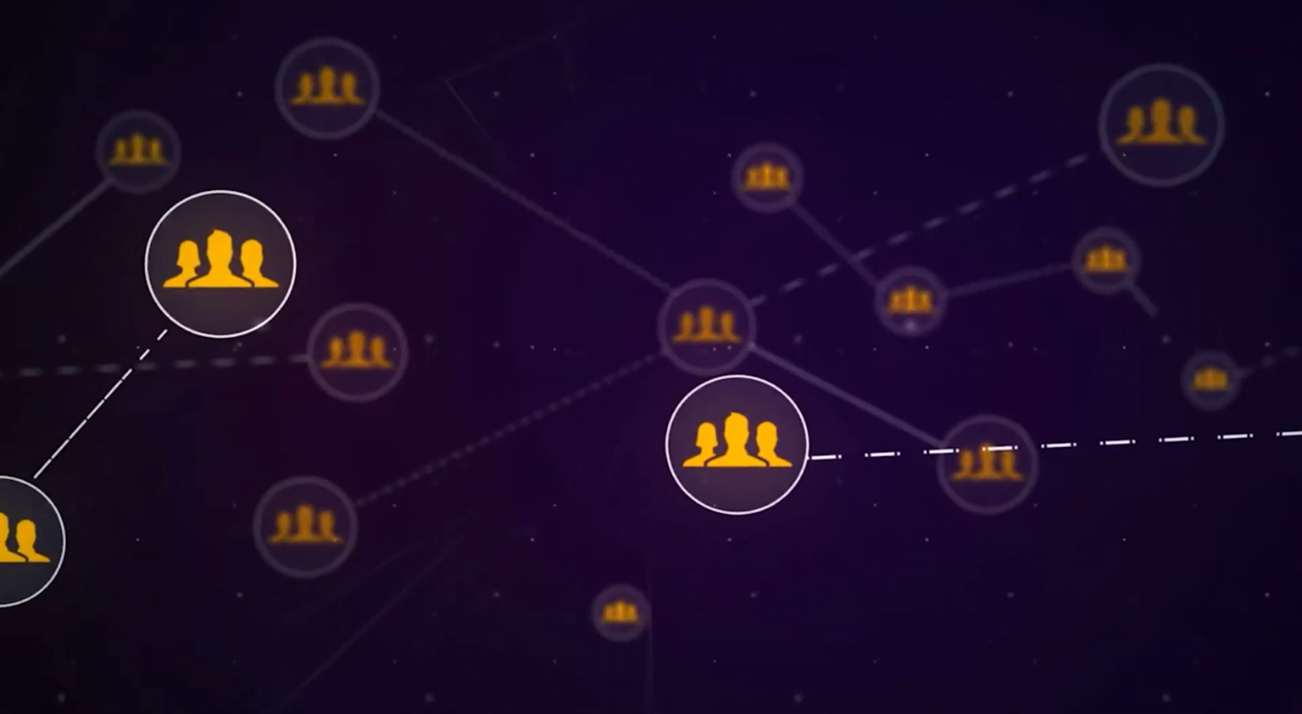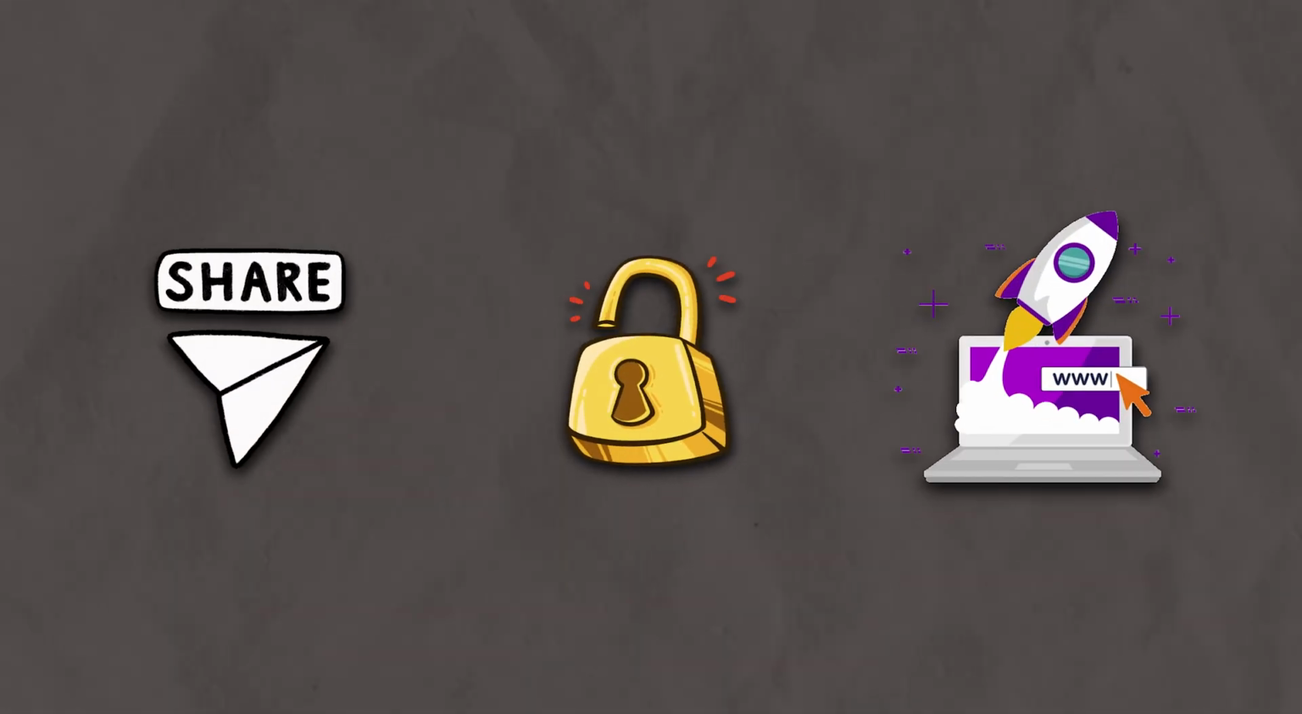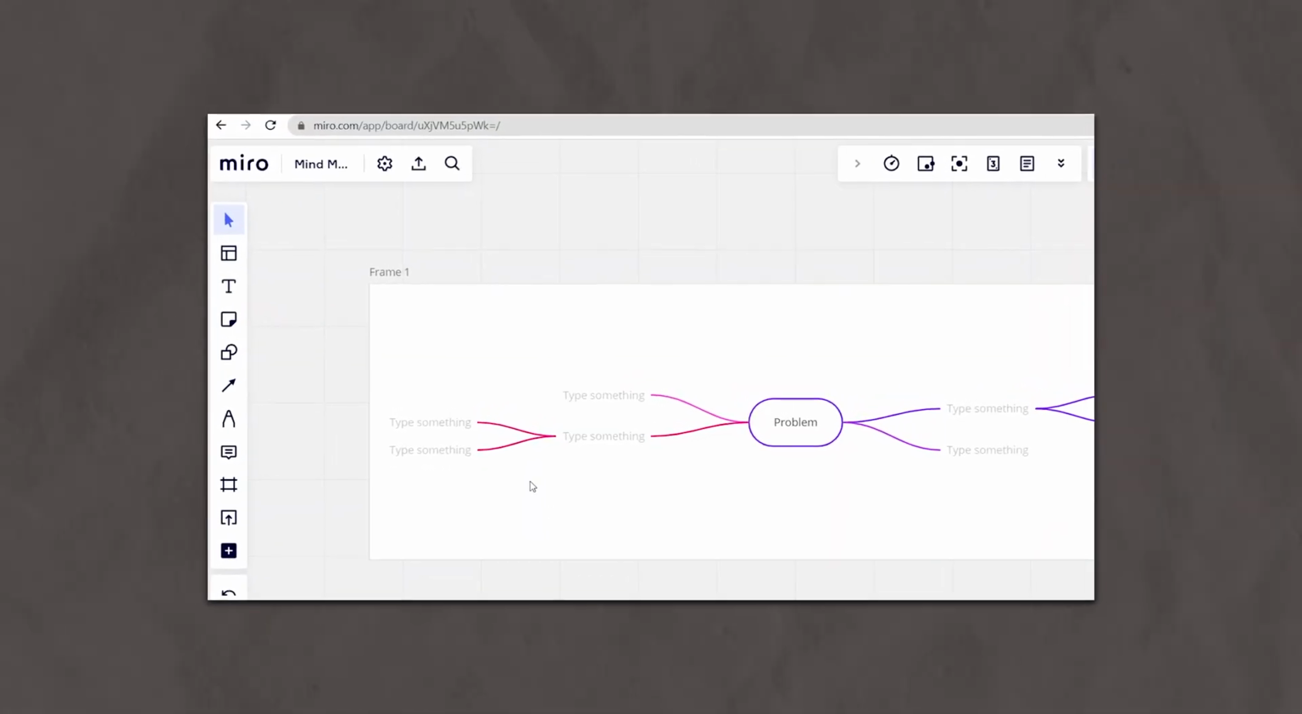Hi everyone, in this video I will show you how to export your Miro board to a PDF. This is a great way to share your work with others who don't have a Miro account. Afterwards, I'll show you how to upload it to tiny.host so you can share it securely on the web. Let's get started. First, open the Miro board that you want to export.